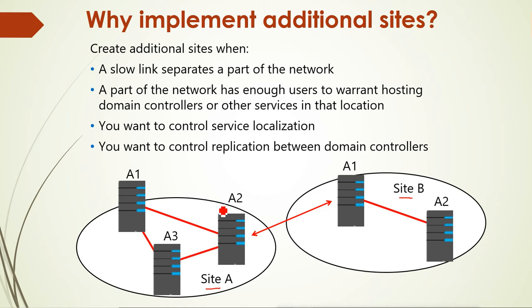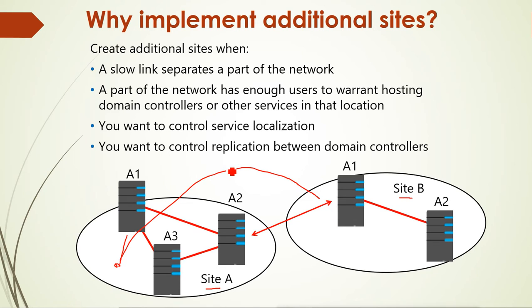Otherwise, users of this site will try to log in from anywhere, from this domain controller or even from that domain controller. Another reason is when a part of a network has enough users to warrant hosting domain controllers or other services in that location. Then you want to control service localization, so that a service is only available in the local site. Users should not go to use the services from another site.